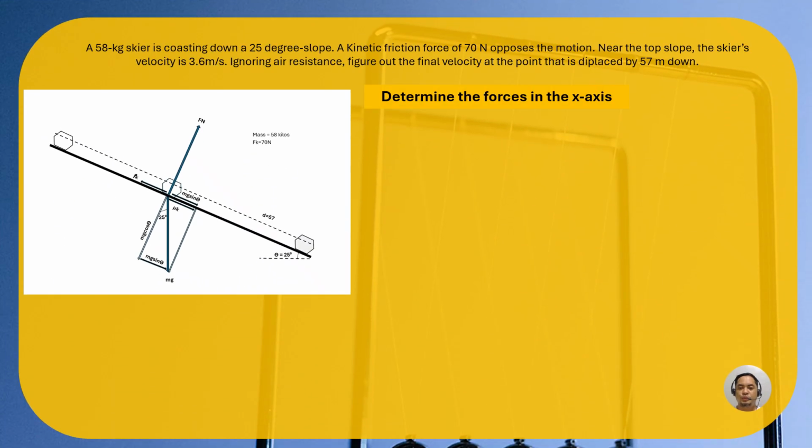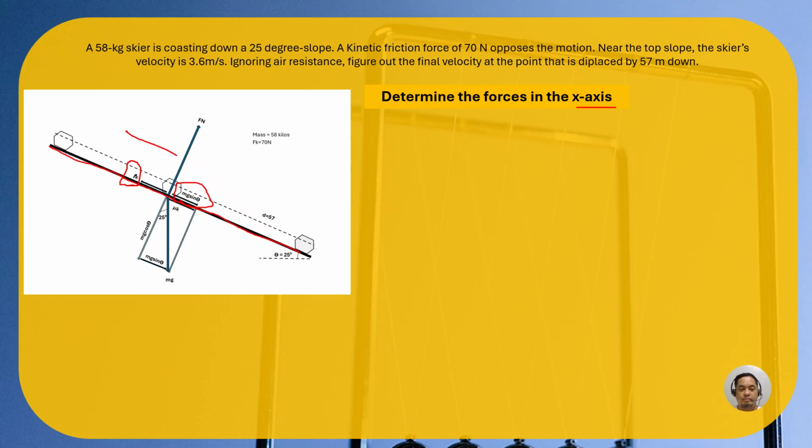The first thing we will do is to identify all the forces along the x-axis. X-axis is this line here. And if you notice, we only have two vectors there. We have the mg sine theta, and we have the friction force, the kinetic friction.